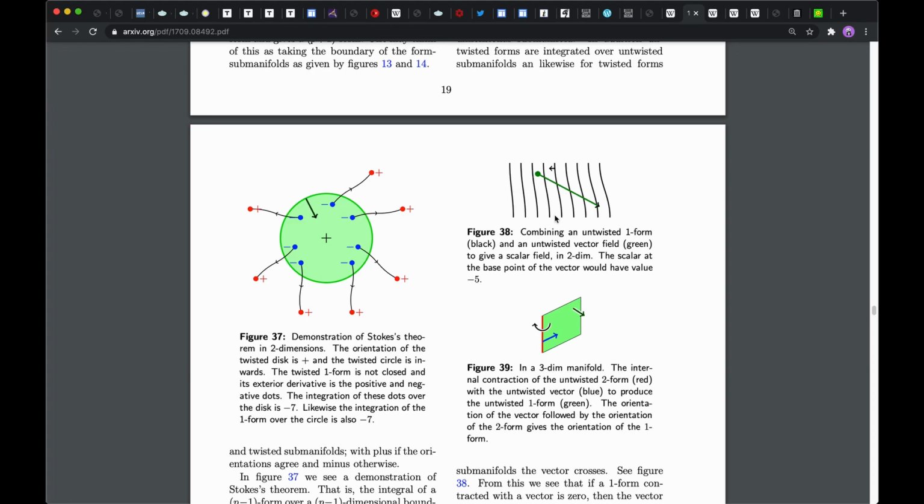Great. So that's the first operation, combining a one-form with a vector field. To combine those, we just need to count the number of surfaces the vector is piercing. So we have -5 here because the orientation of the form is in the opposite direction of the vector here. So the vector kind of acts in the opposite direction.